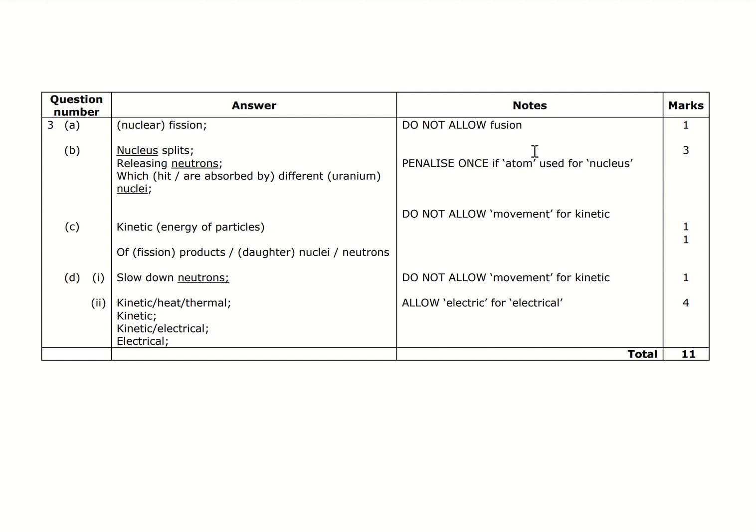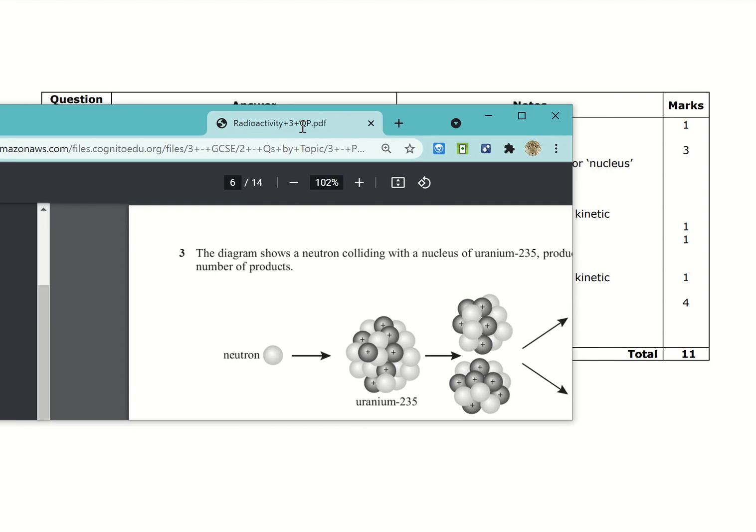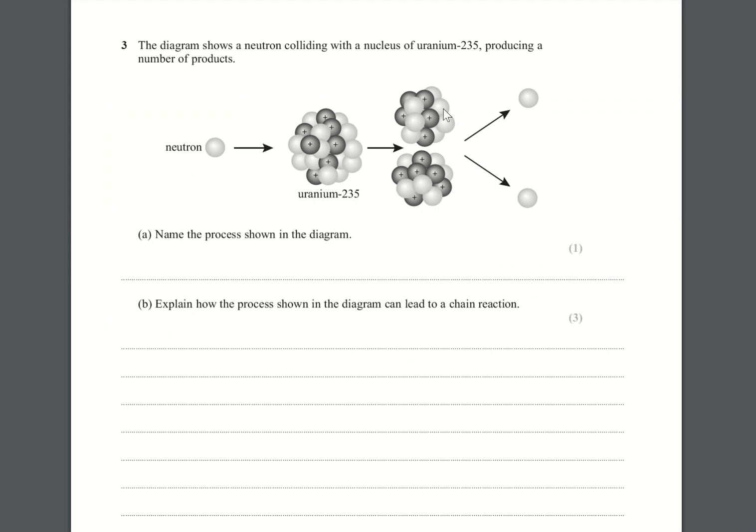Penalize ones if atom is used for nucleus. I said atoms by mistake. I meant the nucleus splits, releasing neutrons, and they hit different uranium nuclei. The nuclei of these hit the nuclei of other uranium.